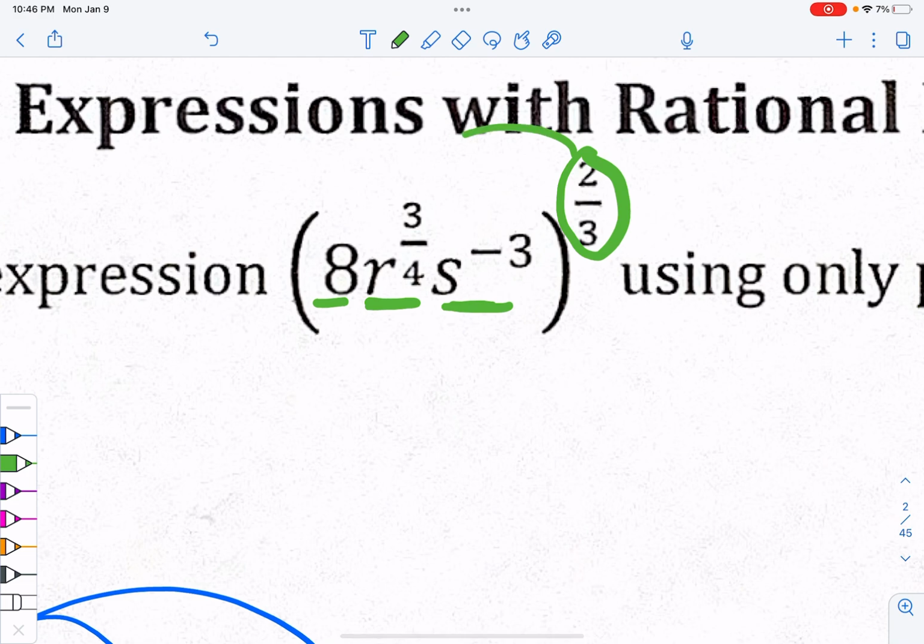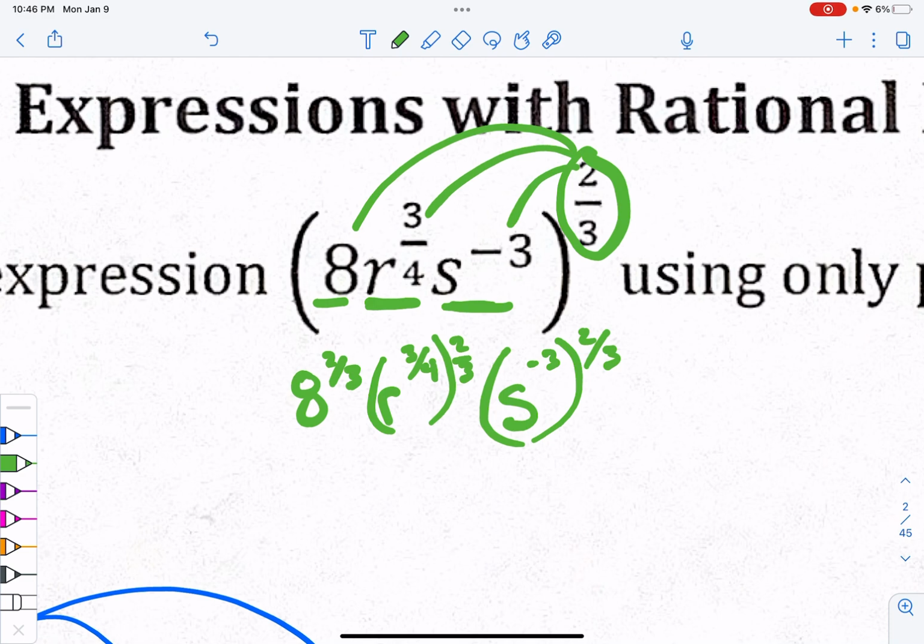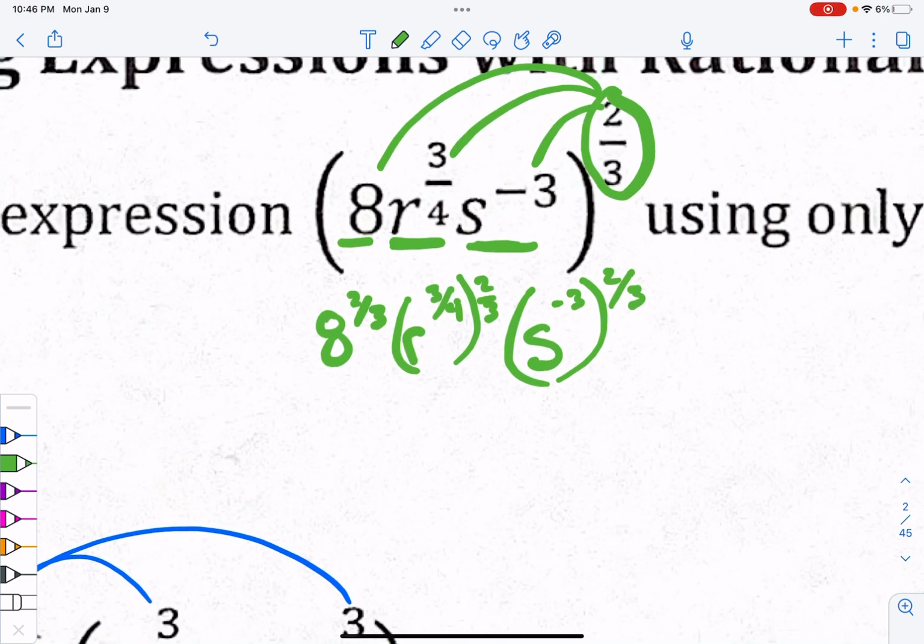So the way that this works is that we have to take everything and distribute it to the 2/3 power, okay? So I will have 8 to the 2/3 power, okay? I will have r to the 3/4 power, that to the 2/3 power, and I will have s to the negative 3rd power to the 2/3 power, okay? If you don't like to write it out like that, and you want to just do the math already in your head, go for it. You can skip this step, okay?